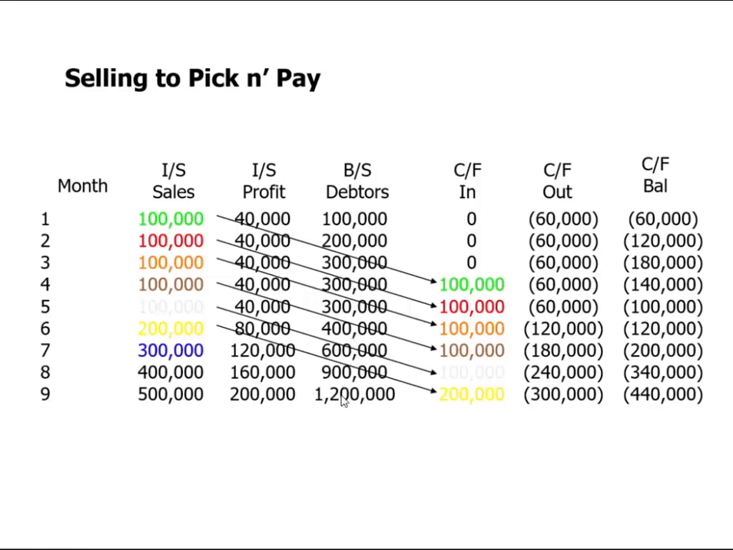Our debtors book has swelled to 1.2 million. At least here we get this 200,000 Rand in, but we're still paying our suppliers 300,000, and there's a net outflow. So what if our overdraft facility was 400,000, and in month 9 we just blew the overdraft?